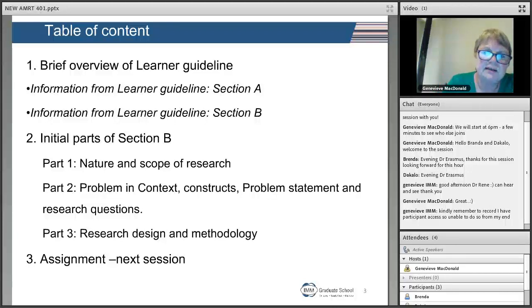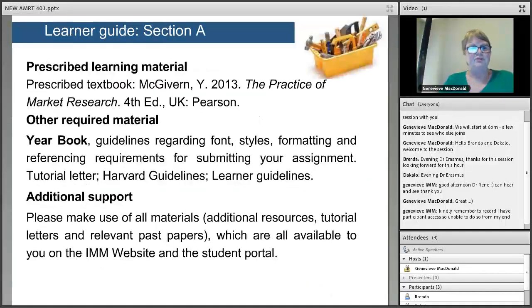Section B then is the nitty-gritties of the module, and it consists of various parts, components if you like, which you will see in your learner pacer, your pacer that tells you how you should progress in your studies. So that is aligned to the slideshow and the next couple of issues that we're going to discuss.